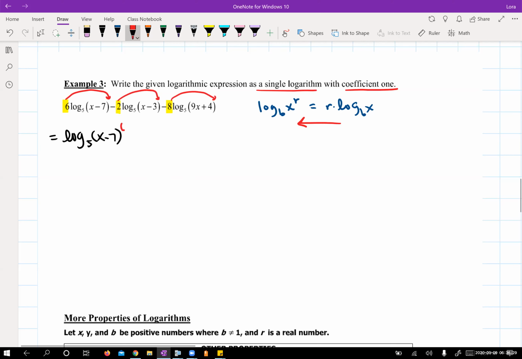So I believe we have a 6 as the exponent here, minus log base 5 of x minus 3 taken to the power of 2, then minus log base 5 of 9x plus 4, and that exponent is an 8.